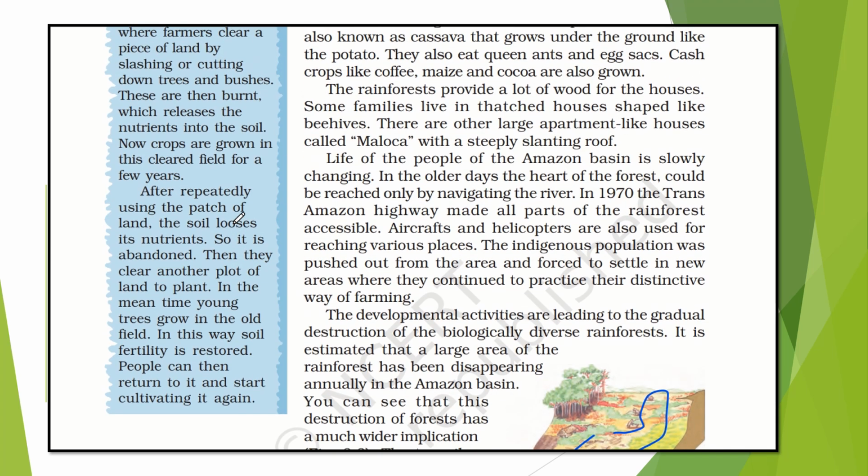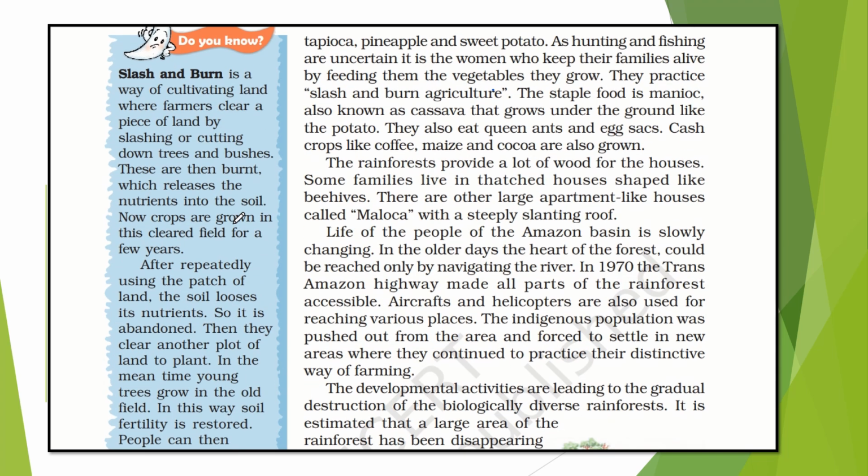Now the rainforest provides a lot. The staple food is manioc, also known as cassava, that grows under the ground like a potato. Okay, so cassava is like a potato. They also eat queen ants and egg sacs. Cash crops like coffee, maize, and cocoa are also grown.